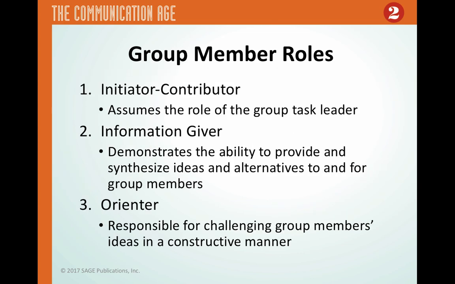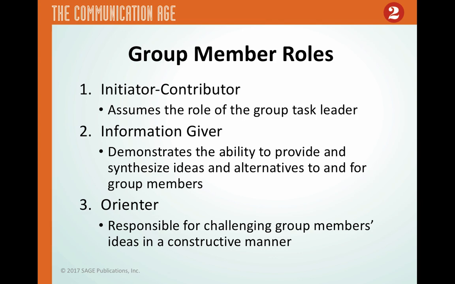And there's a lot of different types of roles that people come together in. There's the initiator and contributor, and this is basically the role of a group task leader. This is the person that focuses on, these are the tasks we need to do, and this is how we need to get it done, and let's make sure that we get these things done.